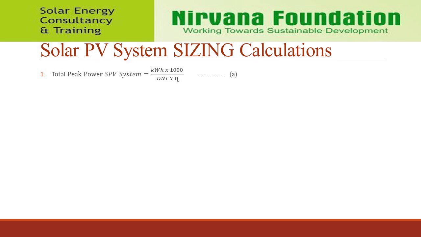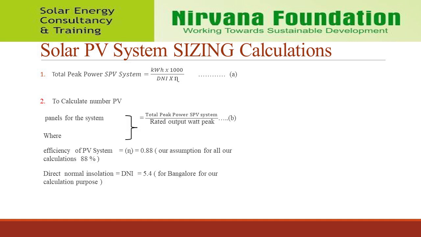PV system sizing calculations. Total peak power of the SPV system is kWh multiplied by 1000 and divided by DNI times eta. To calculate the number of PV panels for the system, divide the total peak power by the rated output. Efficiency of the PV system is 0.88, our assumption for all our calculations, 88%. Direct normal insolation DNI equals 5.4 for Bangalore for our calculation purpose.